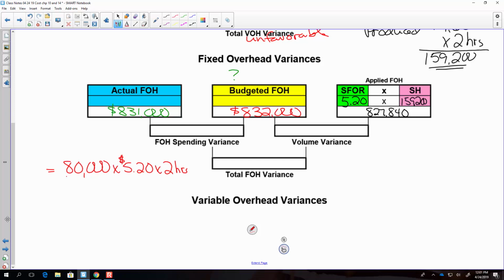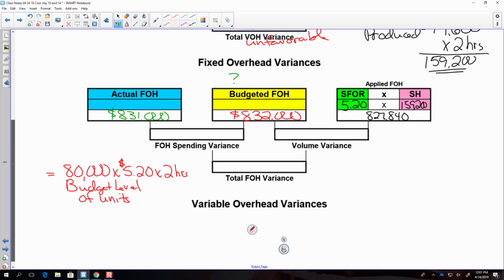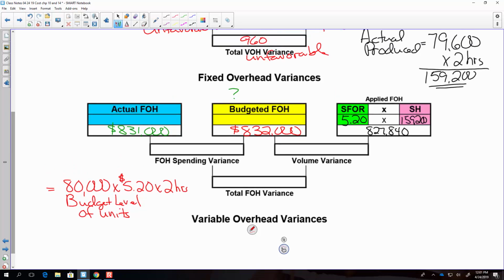What did we call that? The budgeted units. That's what we planned to make this year, 80,000 units. Yep, exactly. Did I make 80,000 units? Not quite. How many did I actually make? 79.6. So we're about 400 units short.